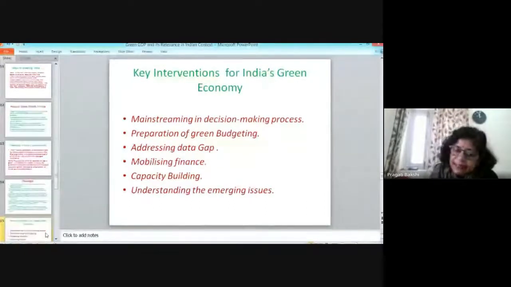Now capacity building, लोगों में हम लोगों को ये जागरूकता लानी होगी कि आप किस प्रकार से everybody can contribute towards environmental protection. और कौन कौन सी सिचुएशंस इमर्ज हो रही हैं ये भी देखना होगा.